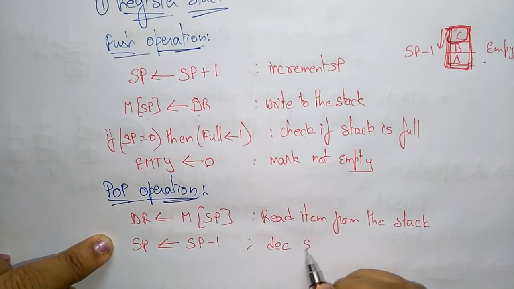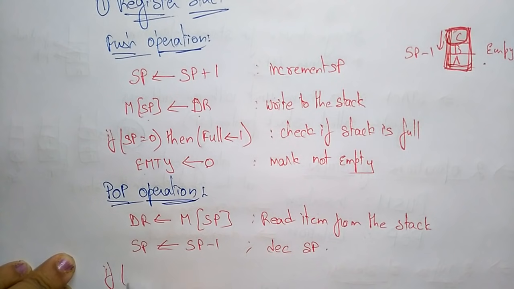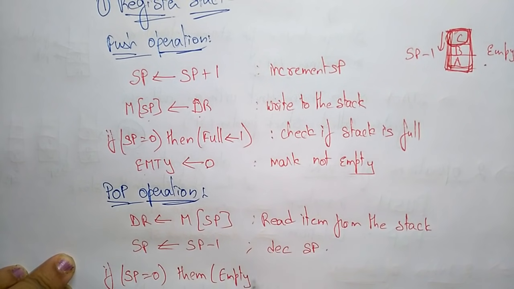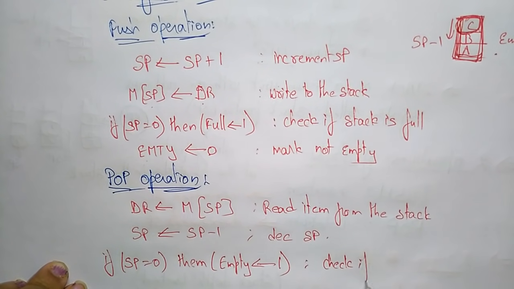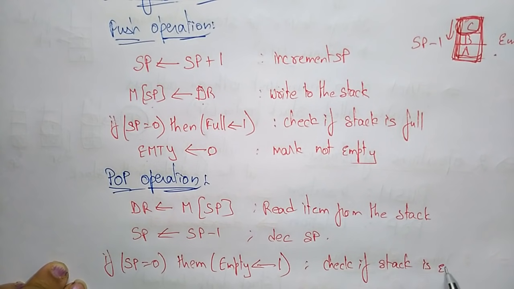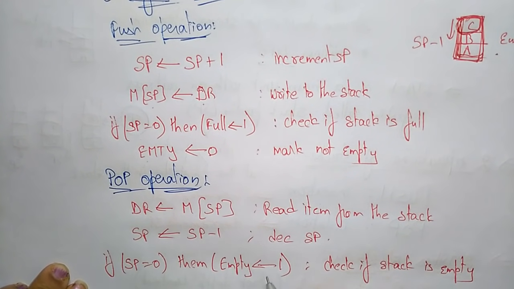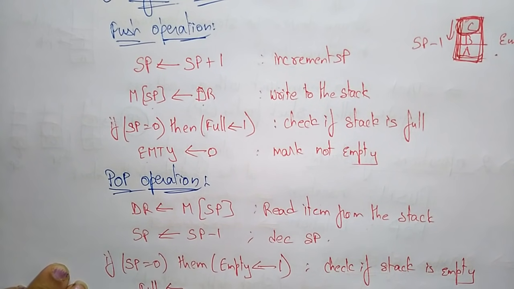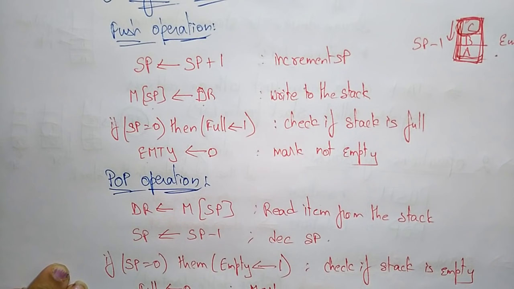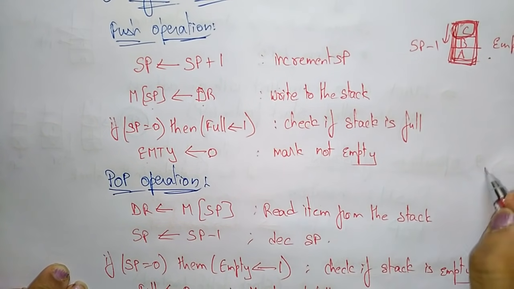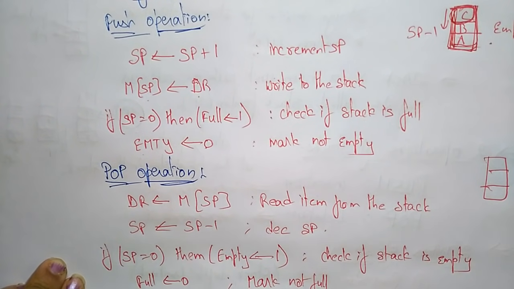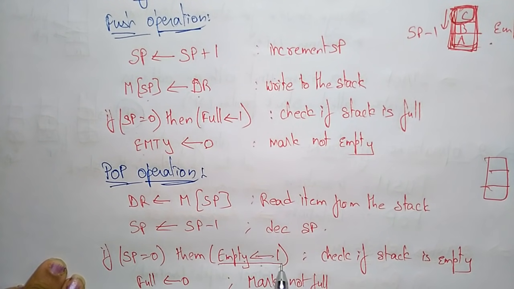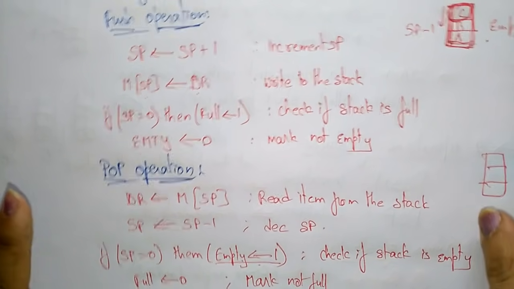After decrementing the stack pointer, I have to check whether the stack is empty or not. Whenever the stack is empty, it is marked as 1. Whenever the stack is empty, it indicates full is 0, meaning mark not full. When the stack becomes empty, no data is present, so it is not full. This indicates the stack is empty and marked not full. So these are the pop operations.